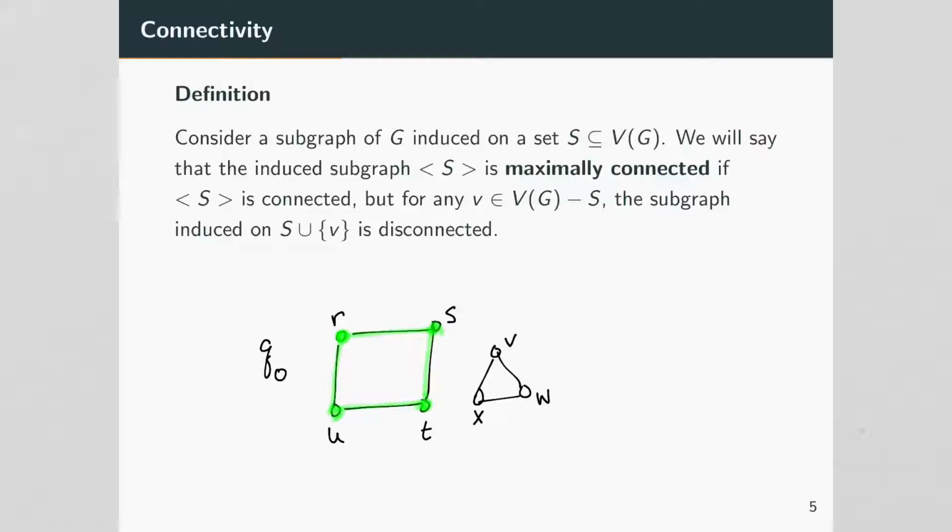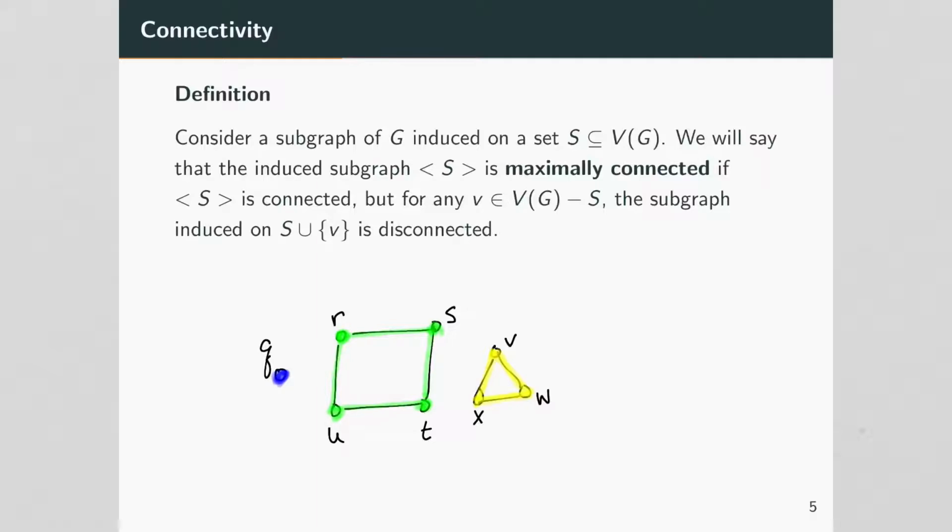Similarly, our subgraph over here on V, W, X is maximally connected. The yellow graph on its own is a connected graph, but we can't add anything and stay connected. And then finally, we have our final graph over here, Q, which is just a single vertex. Again, it's a maximally connected subgraph.